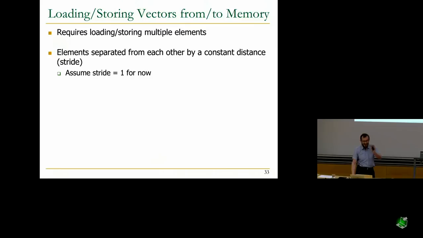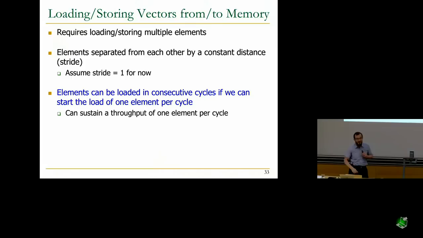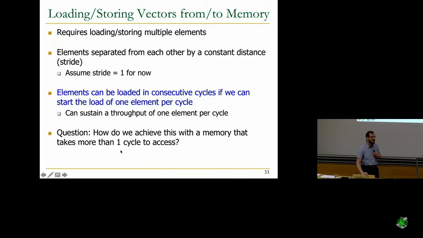Elements can be loaded in consecutive cycles if we can start the load of one element per cycle, right? That's the idea. In a vector processor, you don't need to load all elements at the same time. All elements at the same time actually pushes even more requirements into the memory system. But we want to do one element every cycle. So you need to start the load of one element per cycle. This way, you can sustain a throughput of one element per cycle, right? So the question is, how do we achieve this with a memory that takes more than one cycle to access? If your memory takes one cycle to access, no problem. Every cycle, you get one element. The problem is, if your memory takes, I don't know, let's say 11 cycles to access, which was the case in Cray-1.